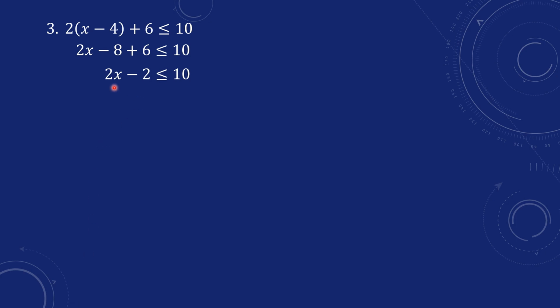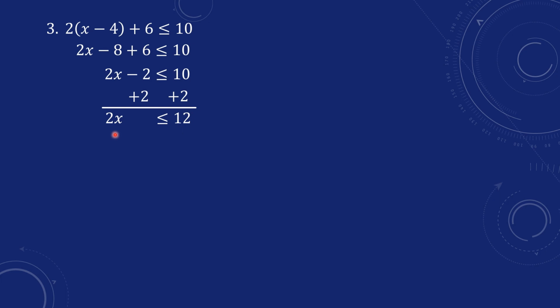This is the 2x minus 2. The inverse operation of subtraction is addition. So we are going to add 2 to both sides of the inequality. Plus 2, plus 2. Bring down 2x, and then negative 2, positive 2 is 0. Let us not write 0 anymore. And then 10 plus 2 is 12.